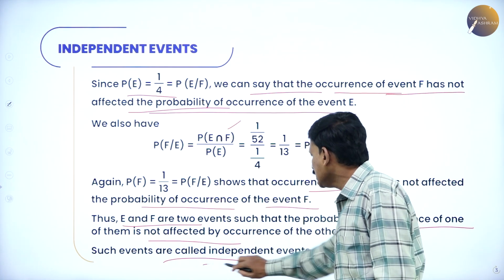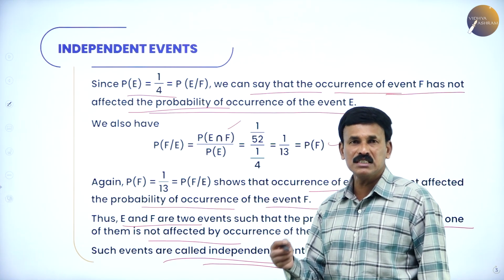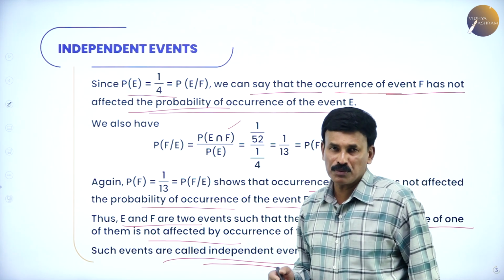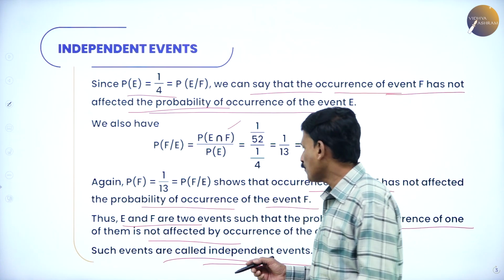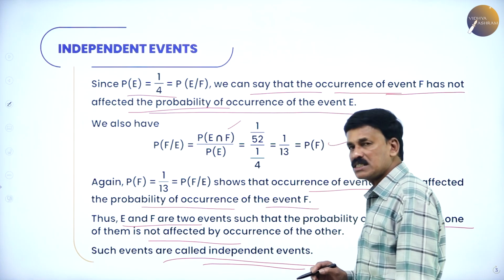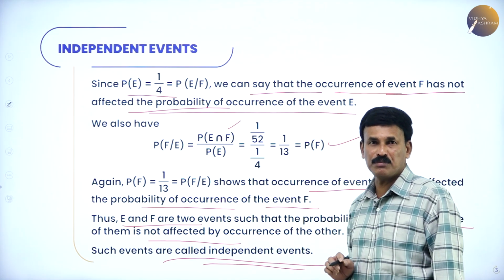So independent means it does not depend upon any occurrence. The probability of occurrence of one not depending upon the probability of occurrence of the other is called an independent event. So this is nothing but an independent event.